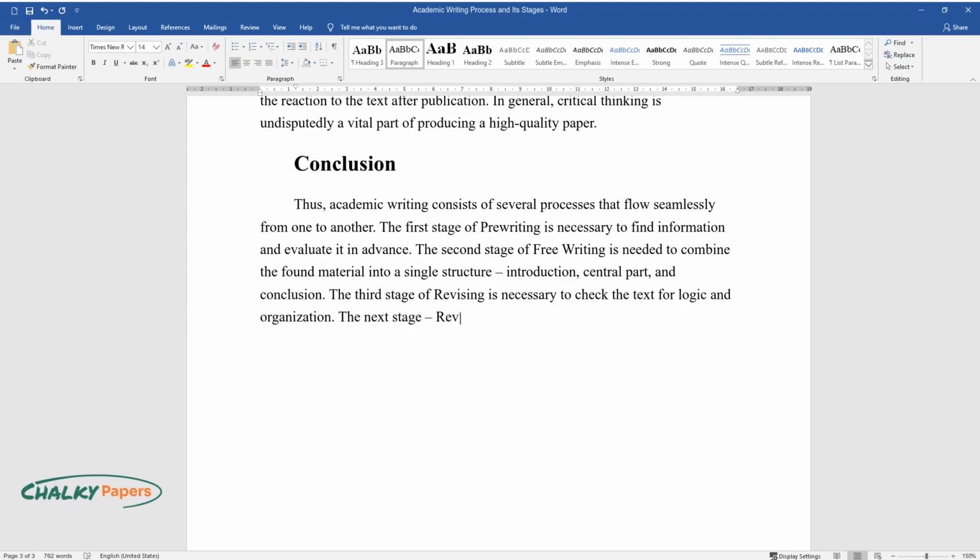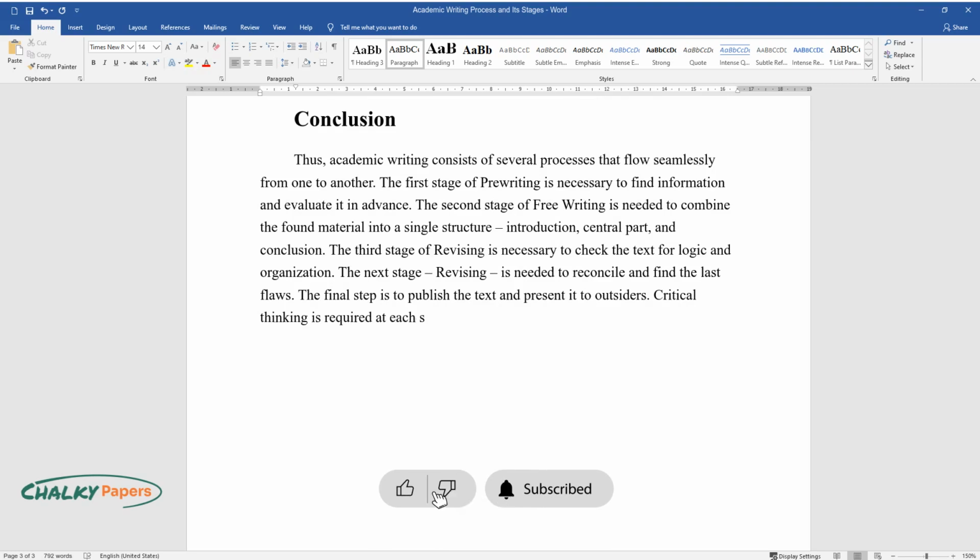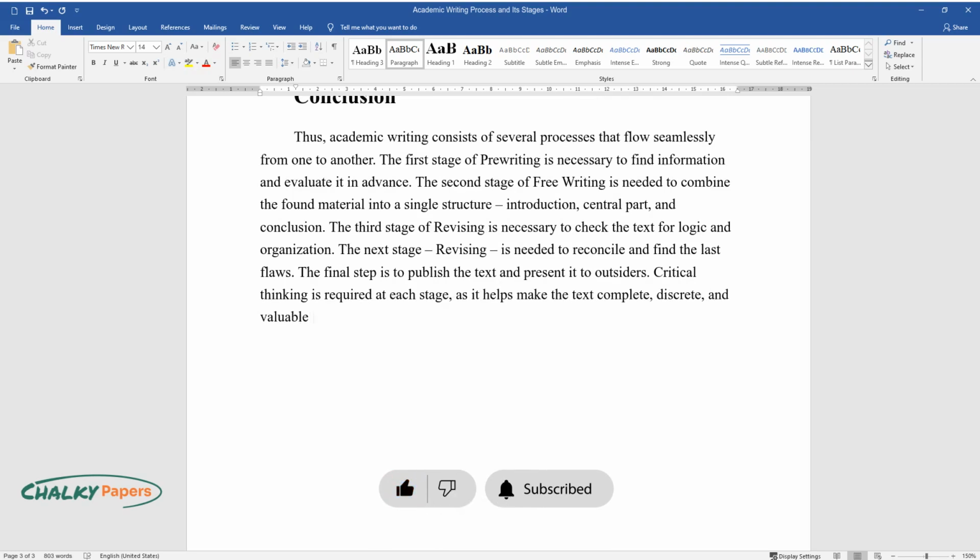The next stage, editing, is needed to reconcile and find the last flaws. The final step is to publish the text and present it to outsiders. Critical thinking is required at each stage, as it helps make the text complete, discreet, and valuable to the reader.